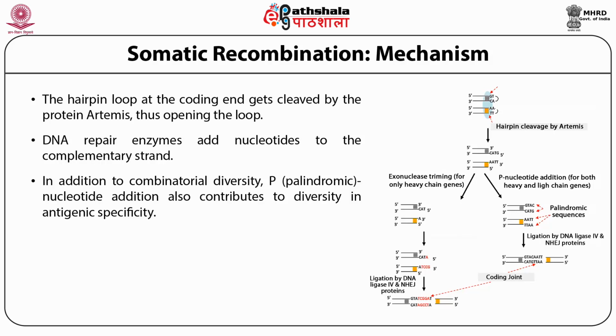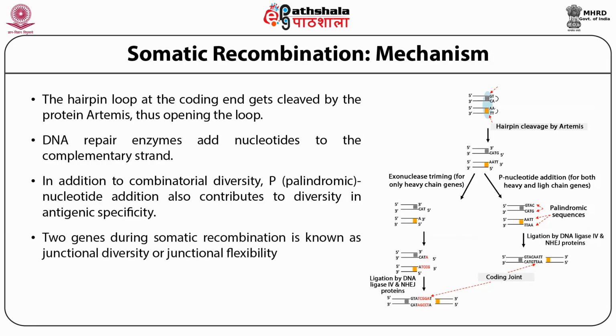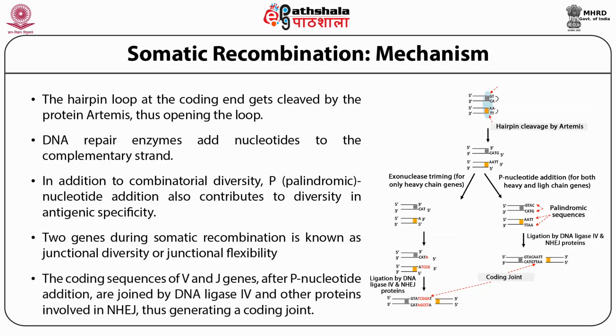The introduction of nucleotide variations, which occurs by p-nucleotide addition, exonuclease cleavage, and N-nucleotide addition at the junction between two genes during somatic recombination, is known as junctional diversity or junctional flexibility. Remember, this is different from combinatorial diversity. In case of light chain V to J rearrangement, the coding sequences of V and J genes after p-nucleotide addition are joined by DNA ligase 4 and other proteins involved in non-homologous end joining, thus generating a coding joint.